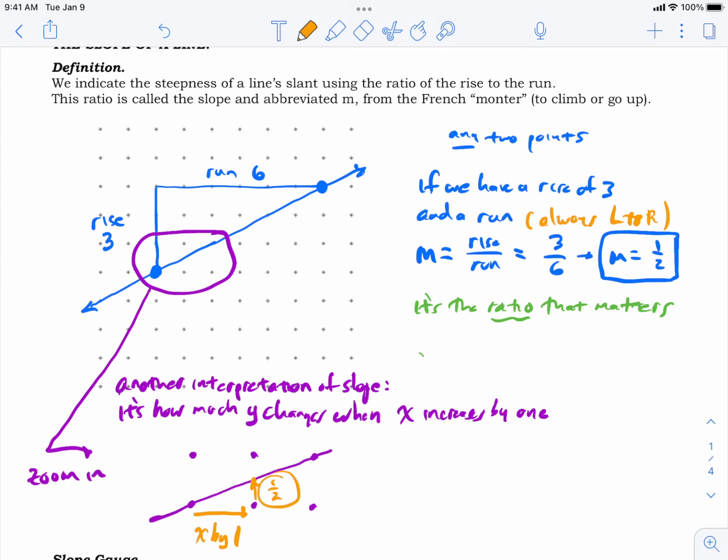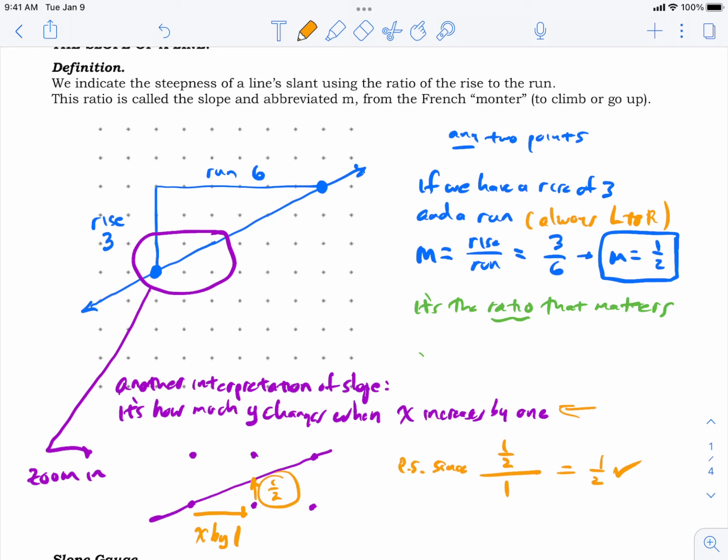How much does y change when x changes by 1? It went up by a half. Now, the reason this works is because if you make a ratio of rise over run here, you're putting a 1/2 over 1, and guess what? That's a half, right? So it works. It obviously works, but this is a very, very nice interpretation that we're going to use in lesson 55, like I say.